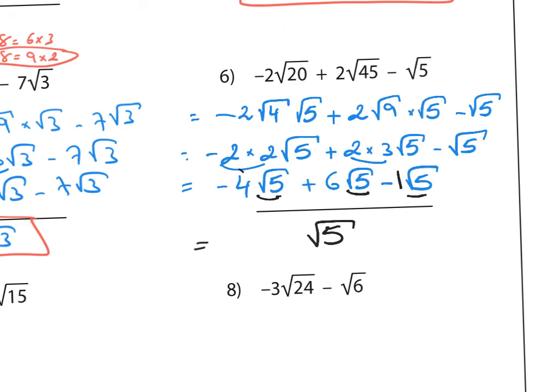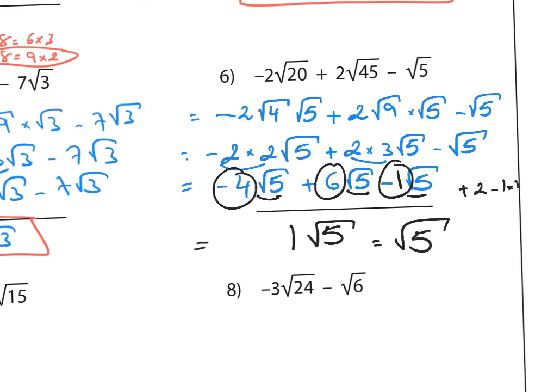Okay, and then we're just going to combine those numbers here. We're going to have negative 4 plus 6, that's positive 2, minus 1, and that will be 1. So negative 4 plus 6 is positive 2, and we have minus 1, so the answer is 1. So it's going to be 1 square root of 5, which is just square root of 5. And that's going to be the answer.